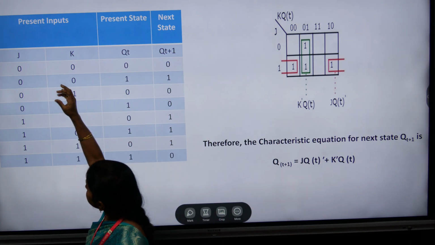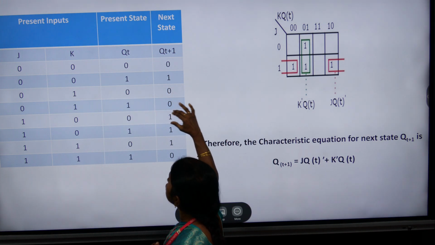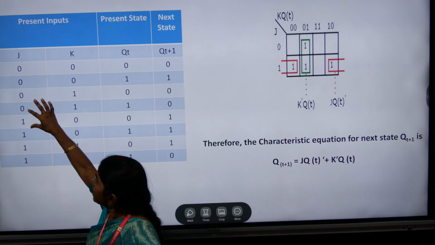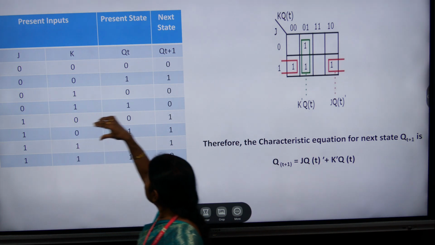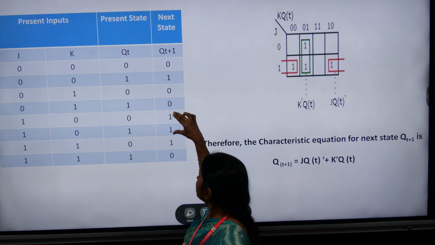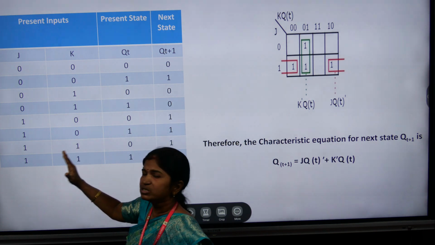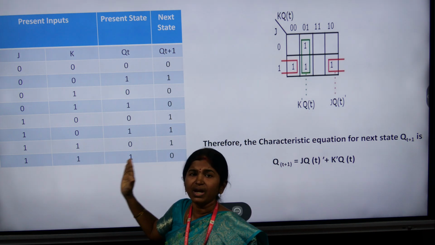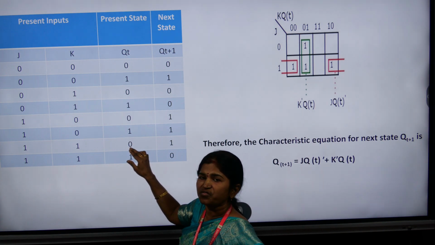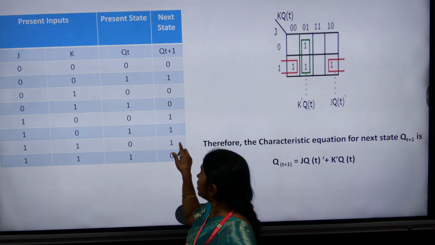When J is 0 and K is 1, then the flip-flop is reset, that is, the Q of t plus 1 value is made 0. Next, when J is 1 and K is 0, then the flip-flop is set, that is, the next state value will be 1. And when both J and K values are 1, the JK flip-flop will toggle. That is, the present state values of 0, 1 are inverted and carried to the next state.